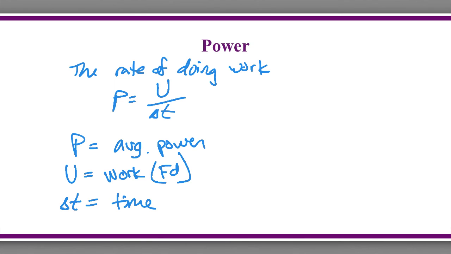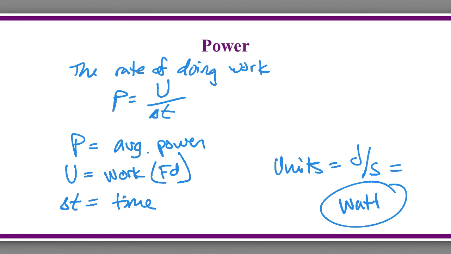to do that work. Now the units for power are going to end up being joules per second, which is also equal to a watt. So watt is going to be the units that we use for power.